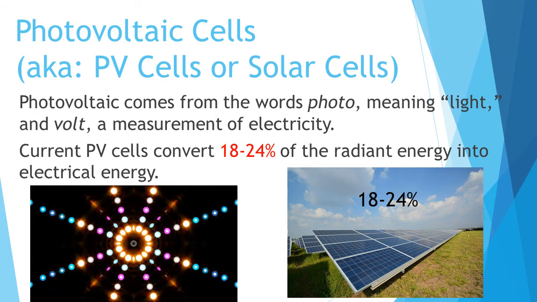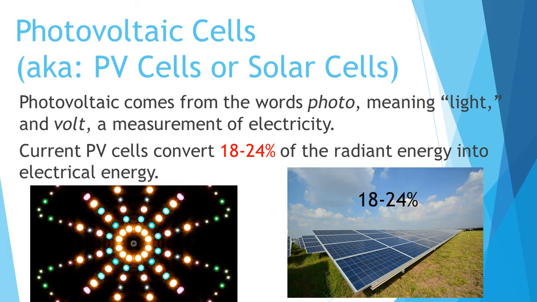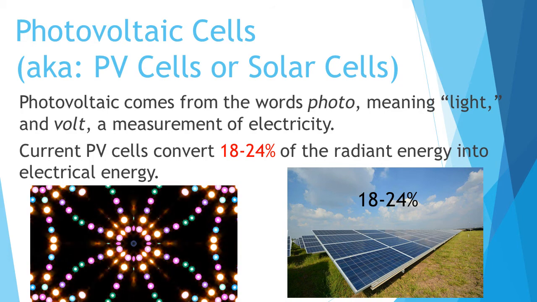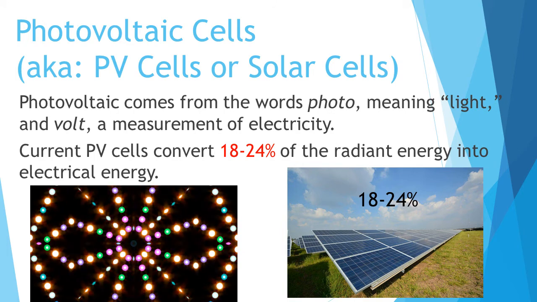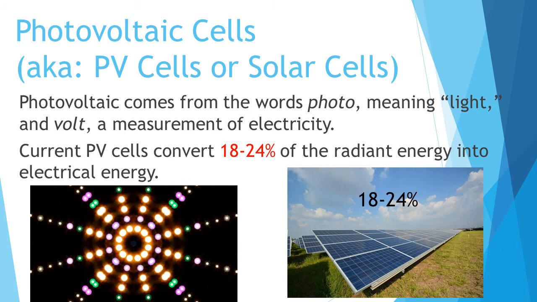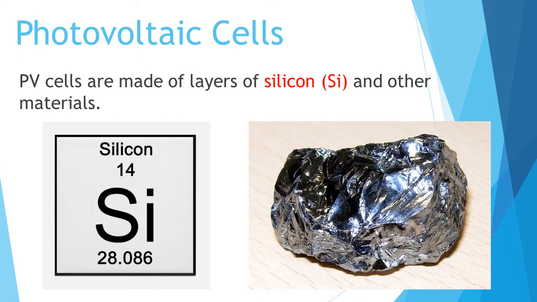Now, this isn't great, granted, all right? We're not capturing about 75% of the radiant energy. But PV cells are a clean source of renewable energy. And as with all technology, it's getting better every day and every year, which means those numbers will just continue to increase. Photovoltaic cells, or PV cells, are made up of layers of silicon and other materials. Okay, silicon is an element, Si.